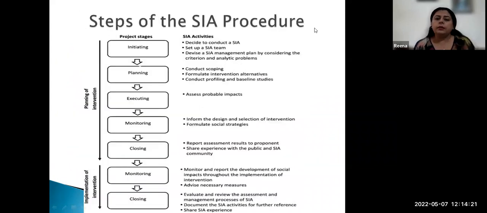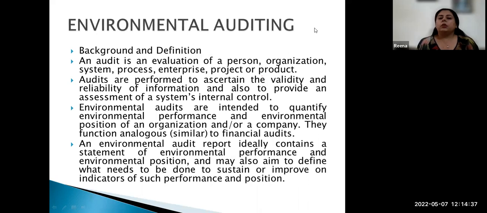So again, these are the project procedures, steps of SIA, starting from initiating the projects to the closing of the project and through the process of monitoring, execution, and closing. Okay. Then comes the environmental auditing. So basically, environmental audit is an evaluation of a person. It can be for an organization, it can be for an enterprise, and when you see, environment audit came into picture when Form 5 was required from every industry.